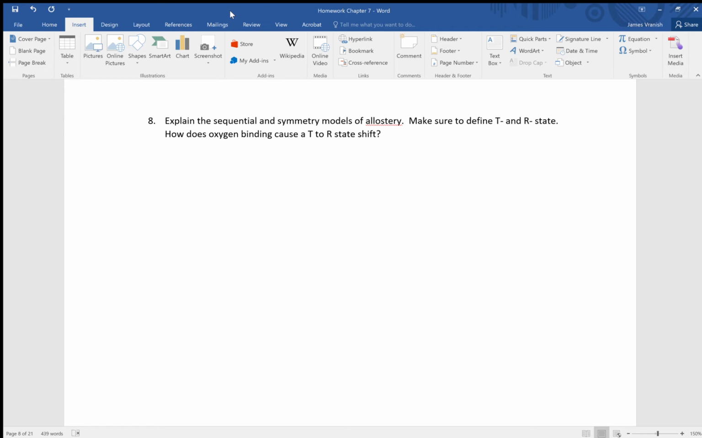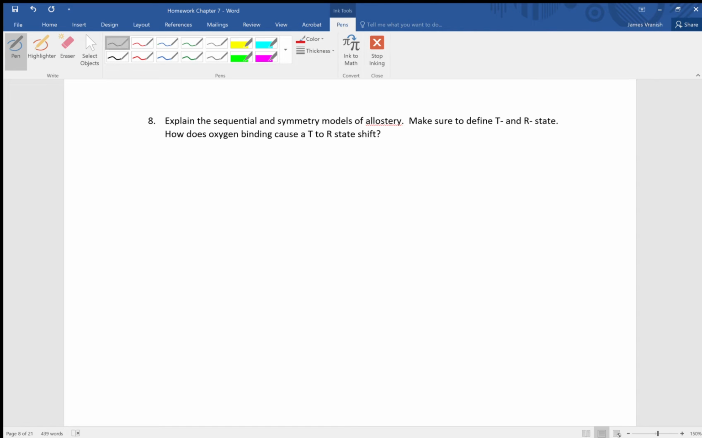All right, so question 8 asks you to explain the symmetry and sequential models of allostery. Make sure to define the T and the R state. How does oxygen binding cause the T to R state shift? For this one, we'll start off by defining the T state and the R state.